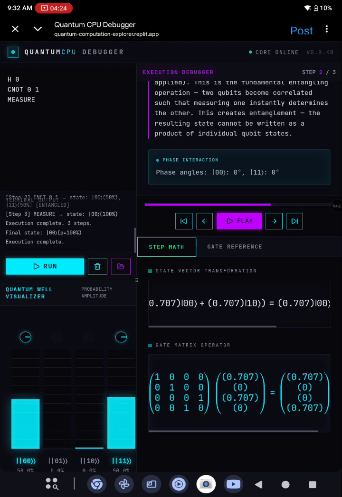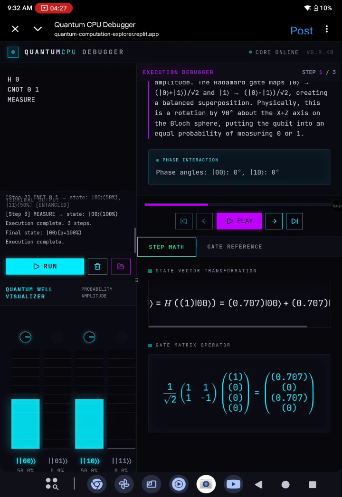I think we can step through it. Yeah. There's initially a state vector transformation H, where 1 is encoded as state 00, and it's going to be equal to 0.707 times state 00 plus 0.707 times state 10. I think that has something to do with the superposition of the quantum wells for the Hadamard gate, first instruction on the quantum CPU debugger.